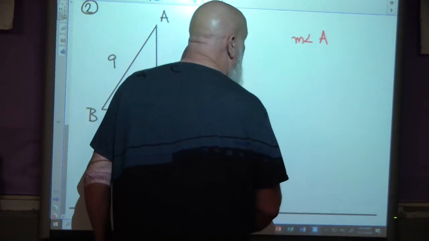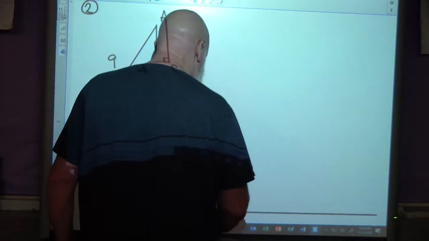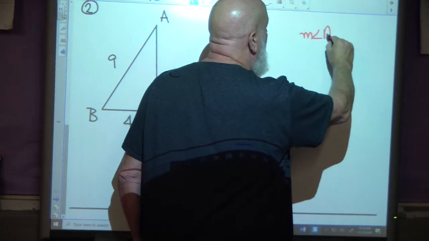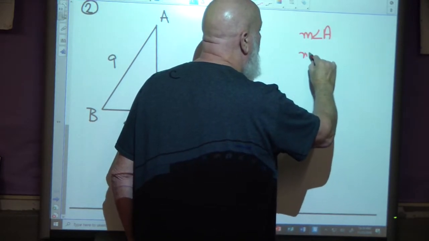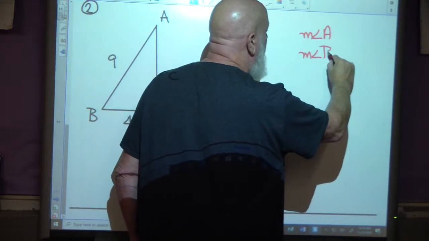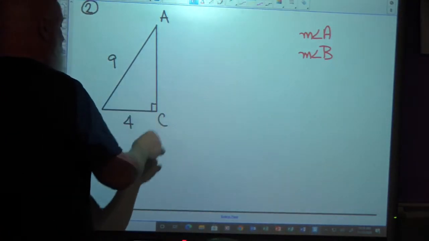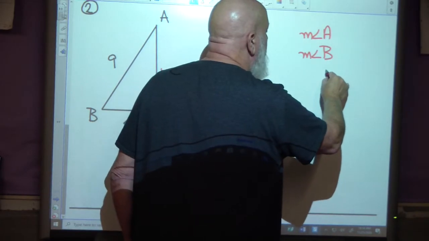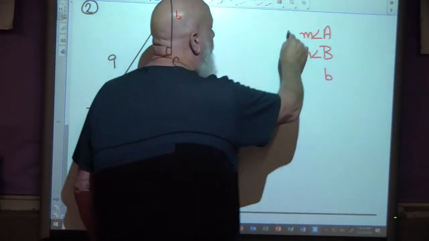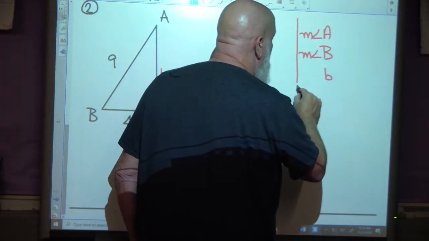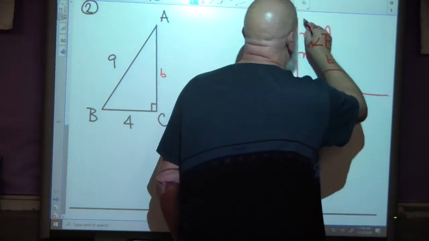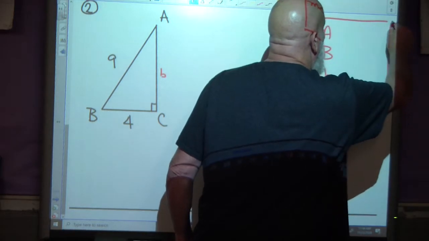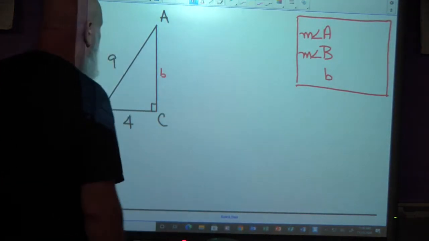whoops, kind of far away. Looking for the measure of angle A, the measure of angle B, and side b. Those are the three bits I'm looking for. Put them in a nice little box. Just give me a place to put my responses, and give me some room to work over here.